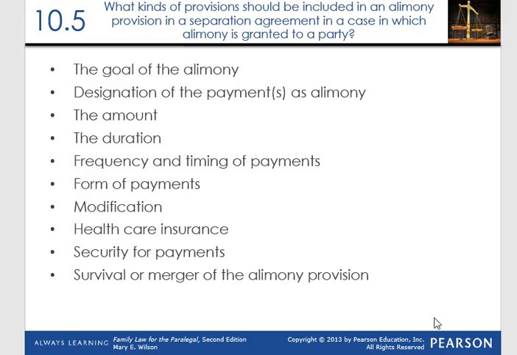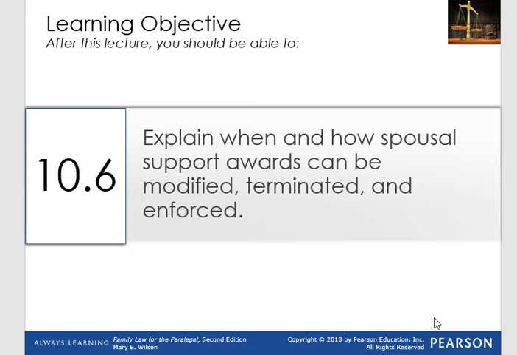Healthcare insurance, security for payments. Like I had stated previously, sometimes there will be security in the form of an insurance policy or something else to secure payment should a payor spouse die prior to the termination of the award. Survival or merger of the alimony provision.